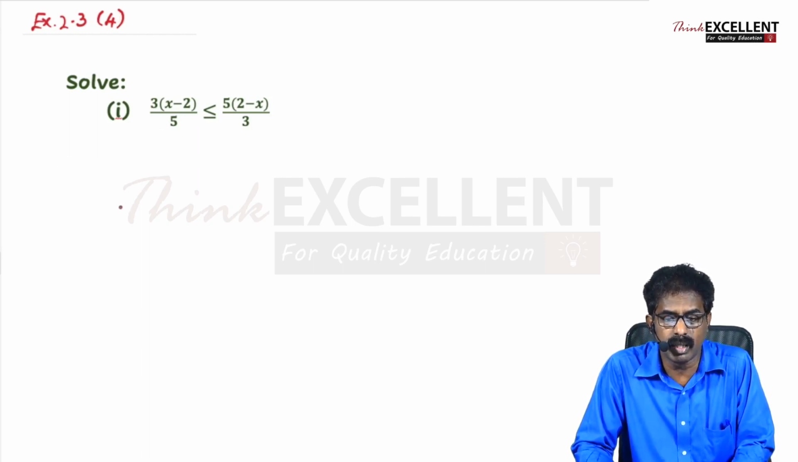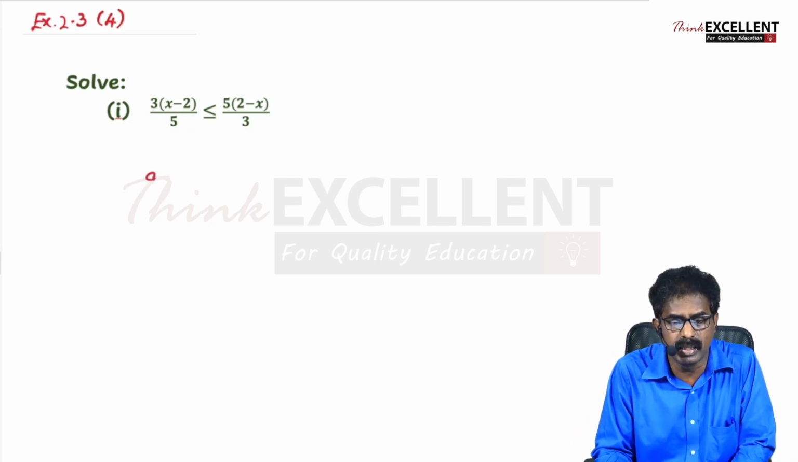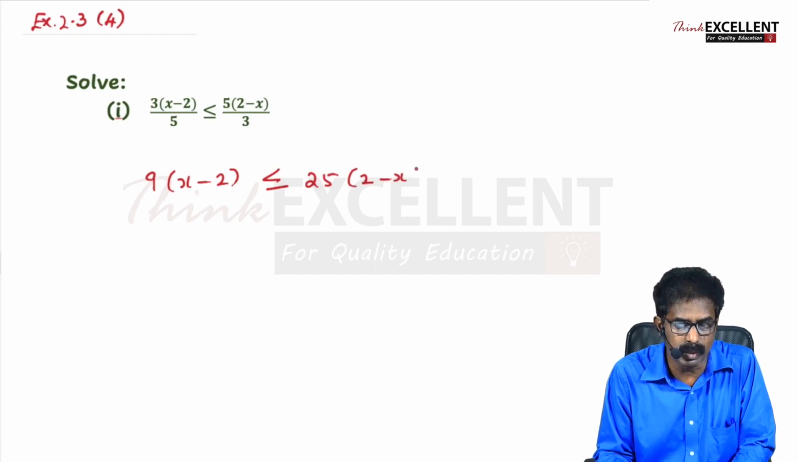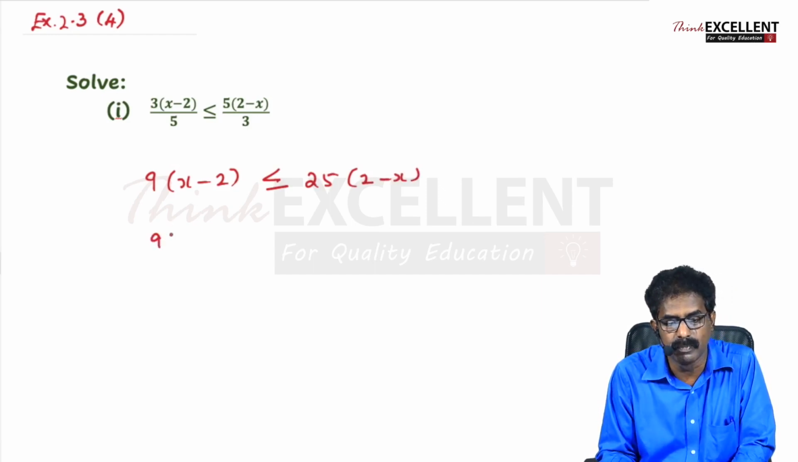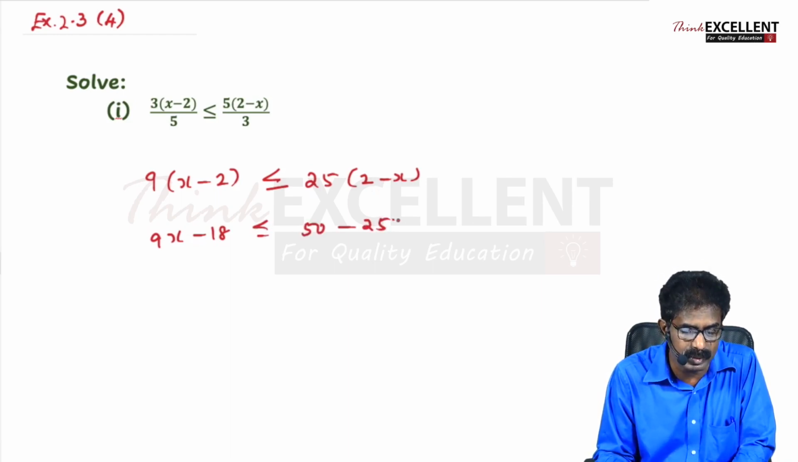We have x on both the sides, right? So you cross multiply first, 3 into 3, 9 into x minus 2. No negative number, so the inequality won't change. Less than or equal to 5 5s are 25 into 2 minus x. Now expand both sides. 9x minus 18 is less than or equal to, by 25 you multiply, 50 minus 25x.